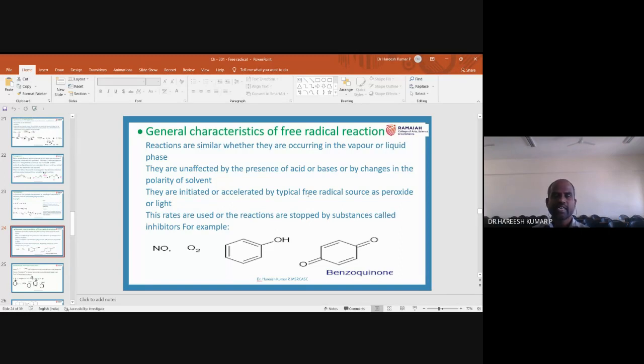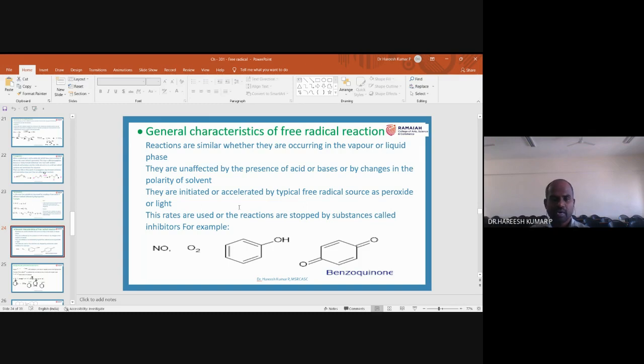They are initiated or accelerated by a typical free radical source such as peroxide, meaning benzoyl peroxide or AIBN, or they can be initiated or accelerated in the presence of light. These reactions are stopped by substances called inhibitors.